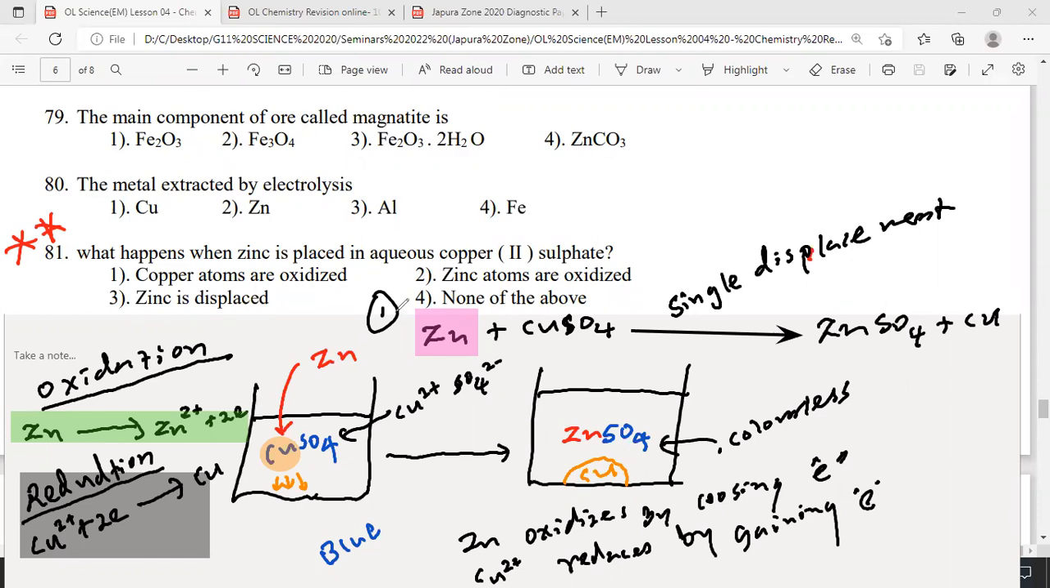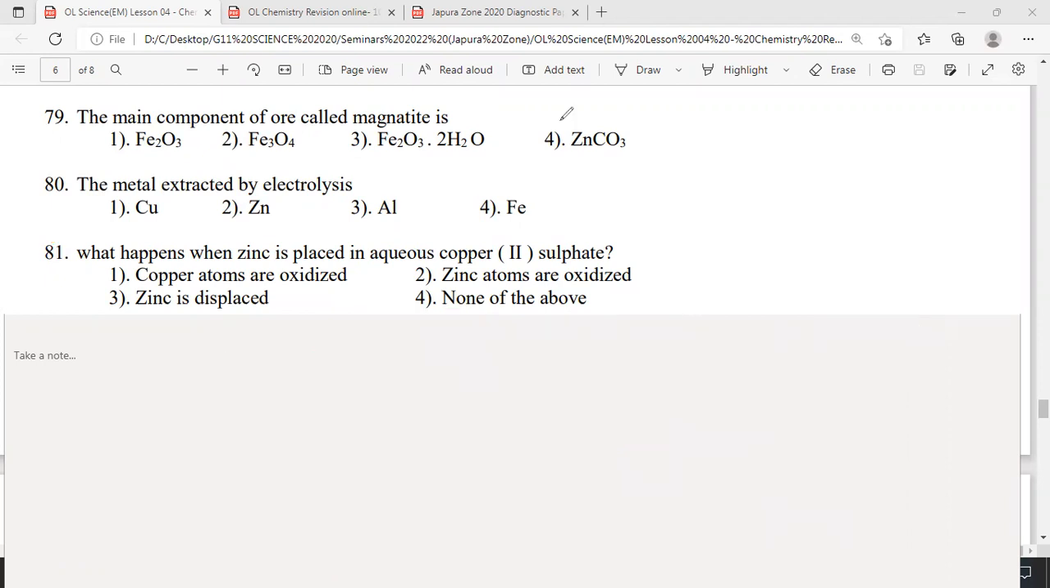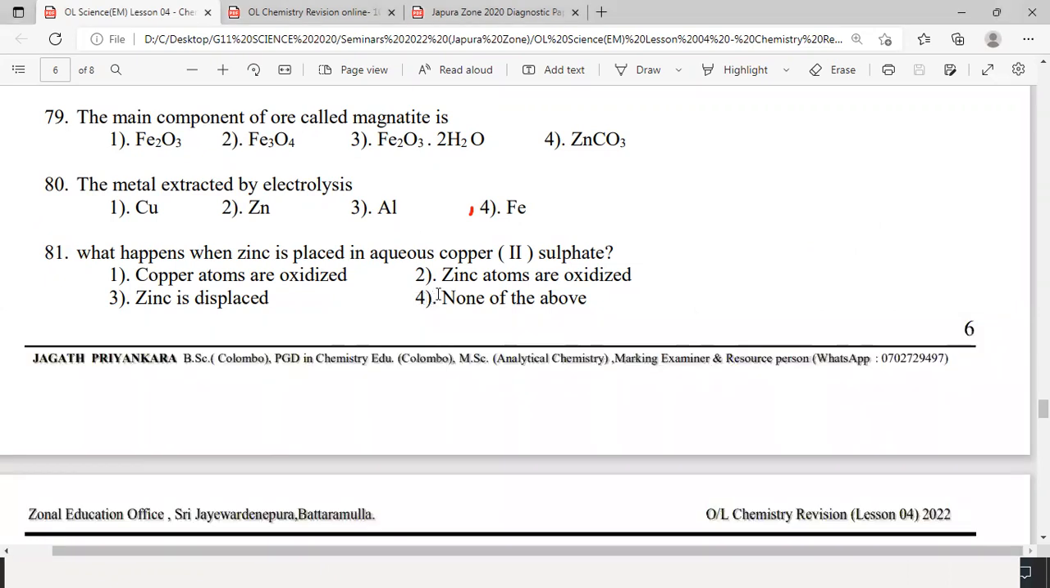Okay, I'll erase the screen. Question number 81, I explained in detail since it is important not only for the MCQs, even for essay type questions in the paper. Now question number 82. Look at the screen. Question number 82.